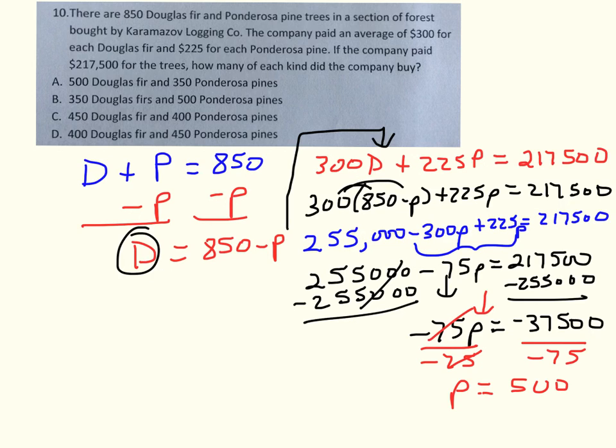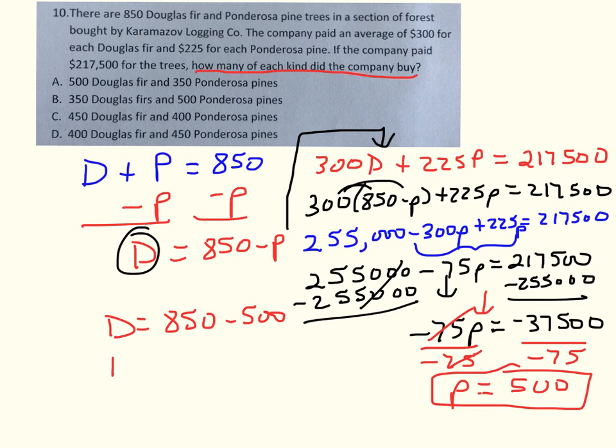Now out of all that work, it came out to a nice little even P equals 500. Now the question is, how many of each kind of tree did I buy? Well, this means right here, I have 500 of the ponderosa pines. But I have a total of 850 trees. So Douglas is going to equal the 850 minus the 500. So that's going to give me 350 Douglas firs. So in that case, the answer to my problem is B, 350 Douglas firs and 500 ponderosa pines.